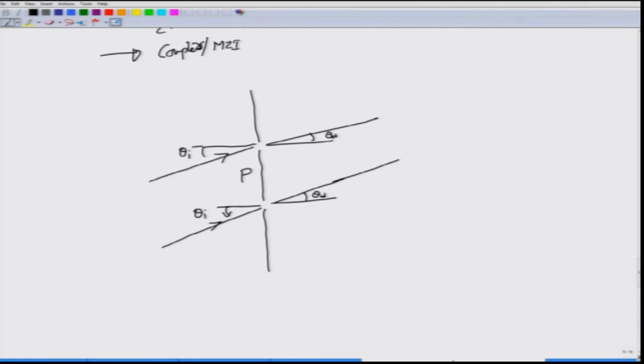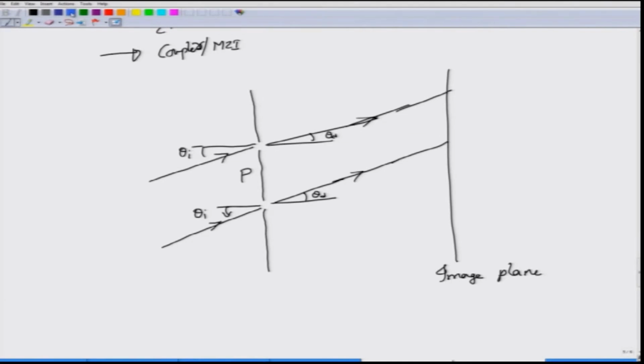Again, as these rays propagate, they are essentially parallel to each other, then they will interfere at what is called the image plane. So, they will interfere at the image plane. Now, what is the result of this interference at the image plane?